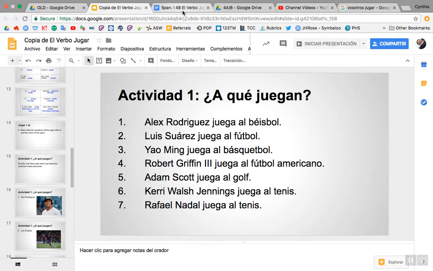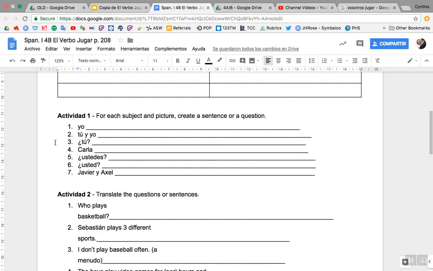These do not go along with that, so we're going to go back. Yo juego al tenis, I play tennis. Tú y yo jugamos al basketball, we play basketball. Tú, so you're asking someone, ¿tú juegas al tenis? Do you play tennis? Carla juega al fútbol. Carla plays soccer.